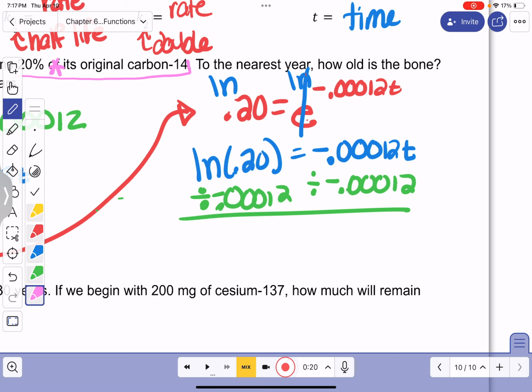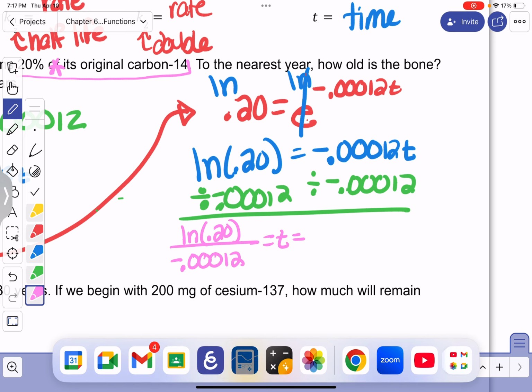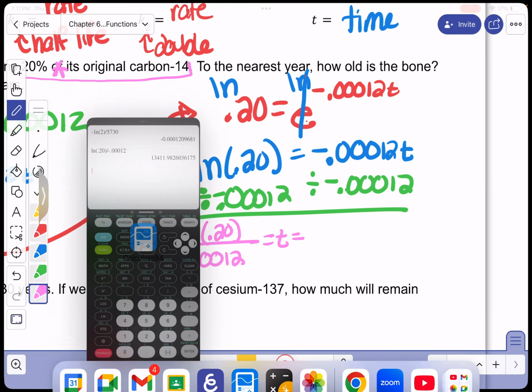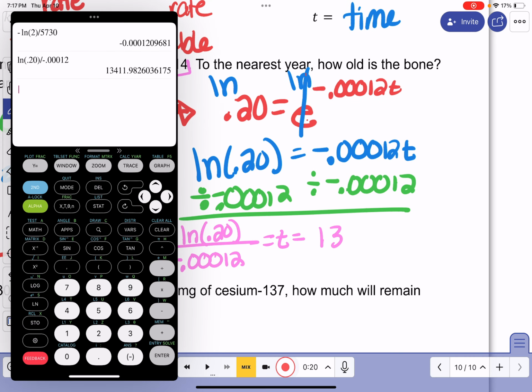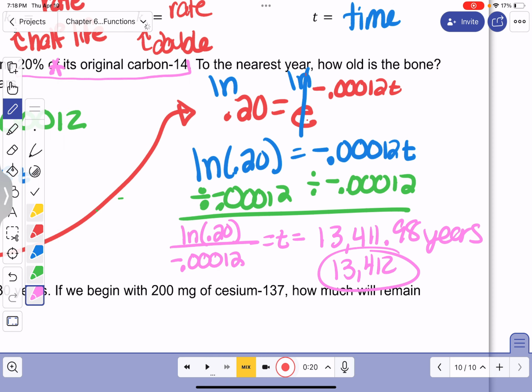And it was ln 0.20 over negative 0.00012. And that gave us 13,411.98 years. And it says to the nearest year, so 13,412 is what we would give for the answer.